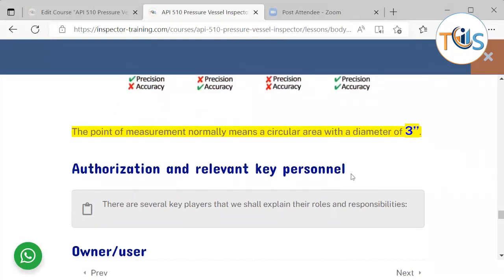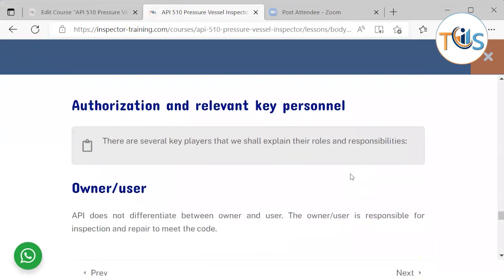Normally the point of measurement on a condition monitoring location, or CML, is a circular area with a maximum diameter of 3 inches, and you can take several measurements. Let's see the key players.